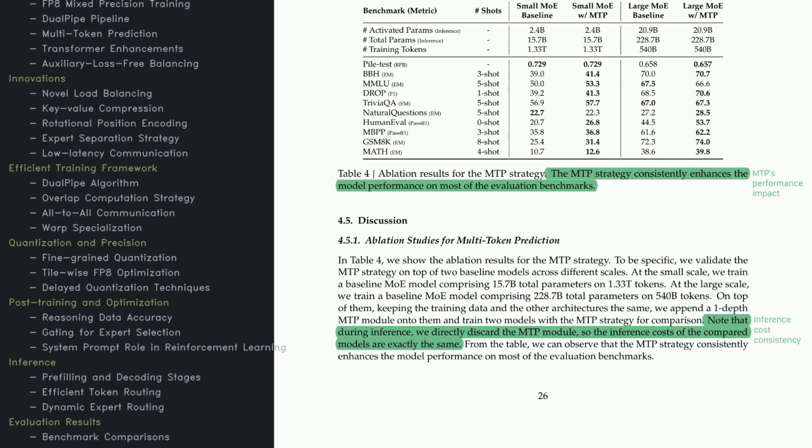Now let's talk about the multi-token prediction (MTP) strategy, tested via ablation studies on two different model scales. A 15.7B parameter model trained on 1.33T tokens, and a 228.7B model on 540B tokens. MTP was added as an extra layer, then removed during inference so there's no extra cost at runtime. The results? Consistent performance boosts across almost every benchmark. So MTP proves its worth by enhancing training outcomes without slowing down inference.